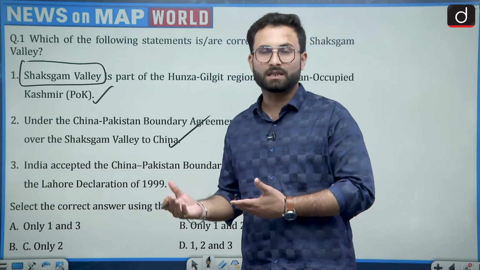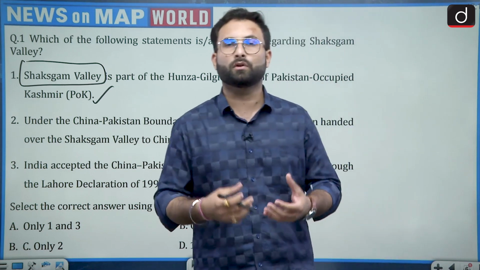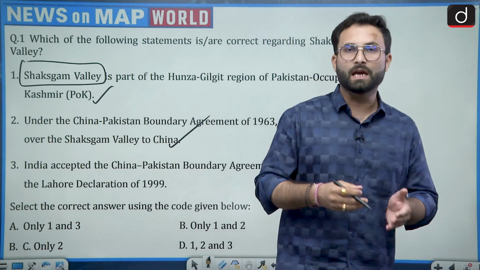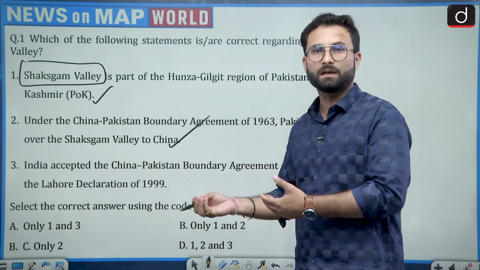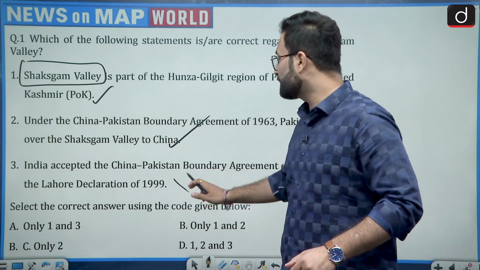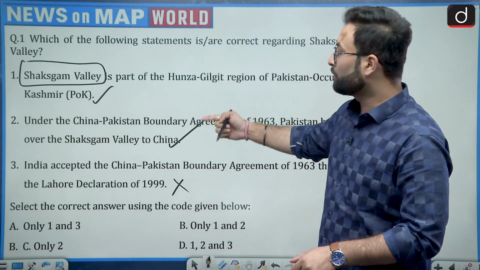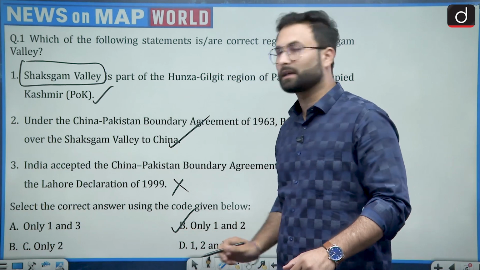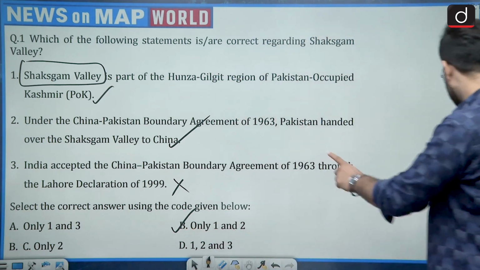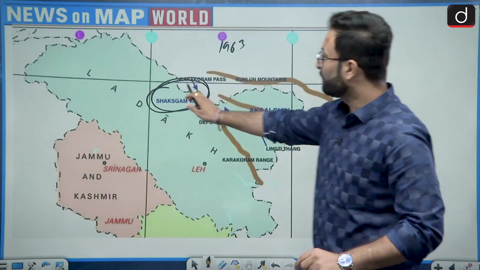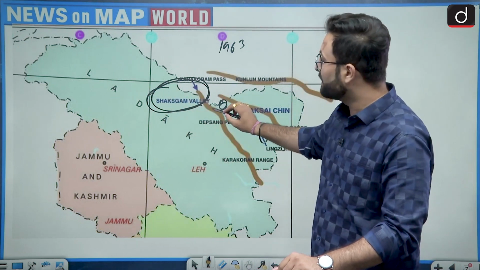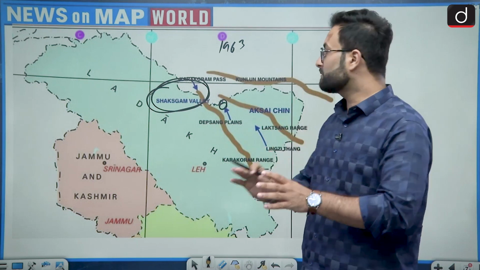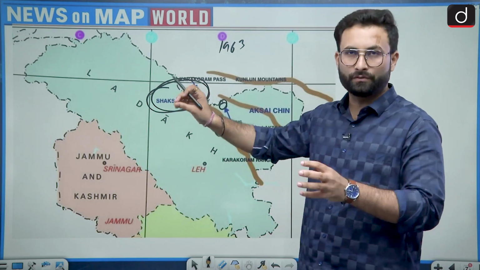Why would we accept this particular agreement? Because obviously this part belongs to us. They have illegally occupied it and illegally given it to China. So obviously we do not accept such a boundary agreement. So 1 and 2 is your answer. Option B is your correct answer here. We have seen the location of Shaksgam. Here you can see, and why is this important? Because somewhere here this is Depsang Plains and here we have Kargil. That is why this is a location which we should know.